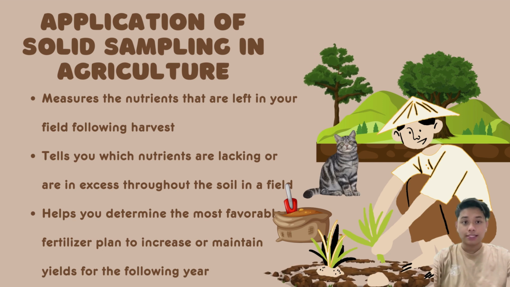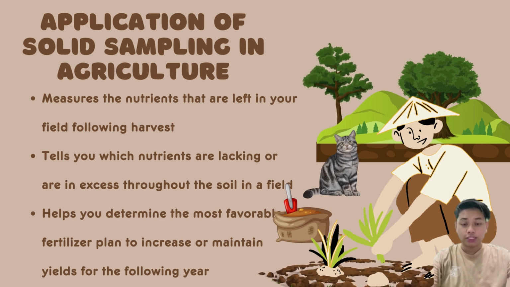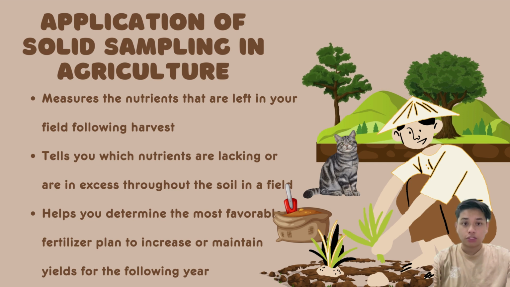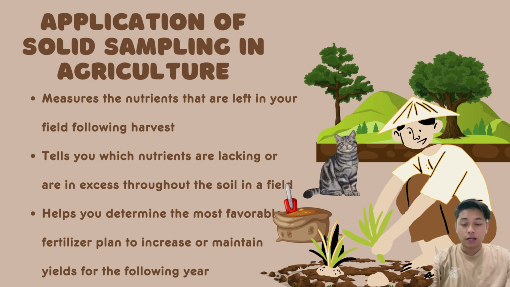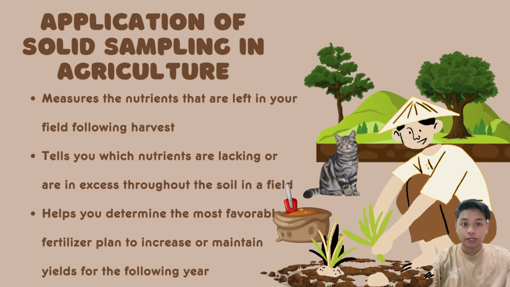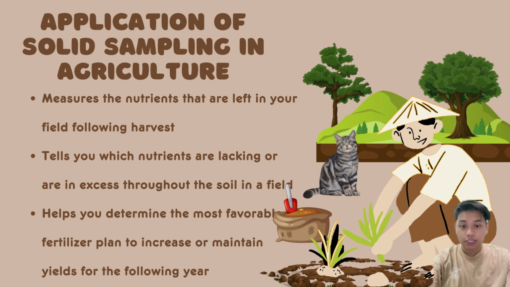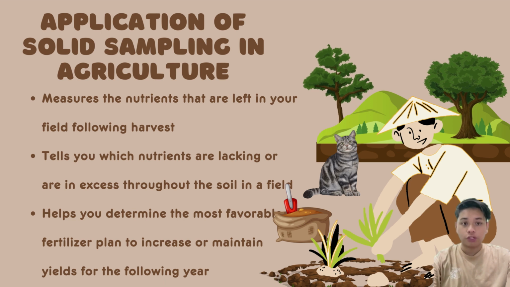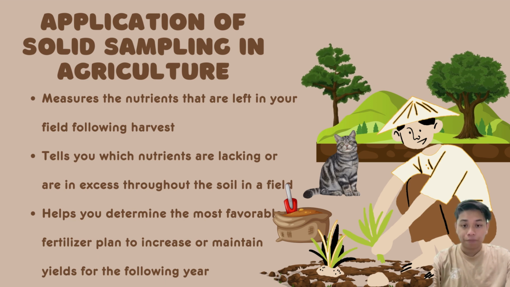Alright, now let's see the application of solid sampling in agriculture. First is to measure the nutrients that are left in your field following harvest. Soil or solid sampling helps farmers evaluate nutrient levels after harvesting crops, determining essential nutrients like nitrogen, phosphorus, potassium, and micronutrients, enabling better understanding of nutrient reserves for future growth.